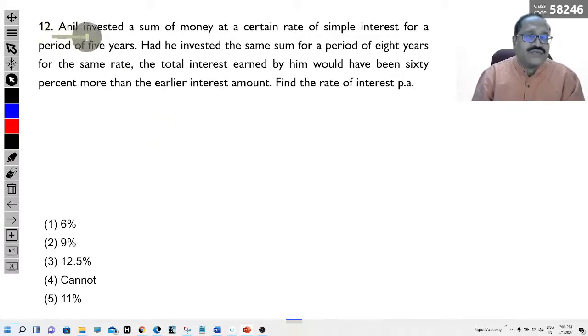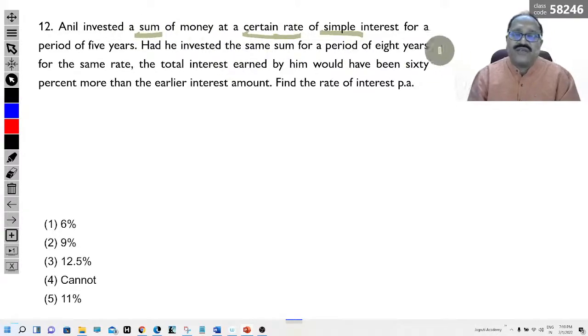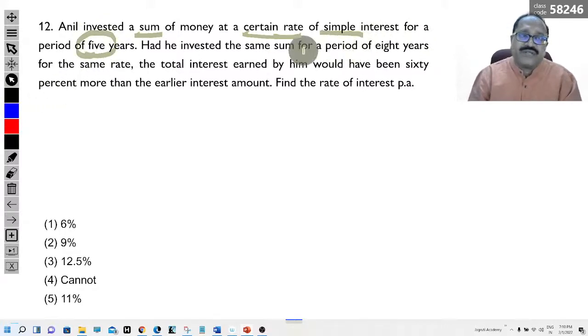And what is this question? Anil invested a sum of money at a certain rate of simple interest. I don't know the rate of interest. Invested a sum. Till now, I don't know the sum. For a period of 5 years. So I know that it's for 5 years, simple interest.